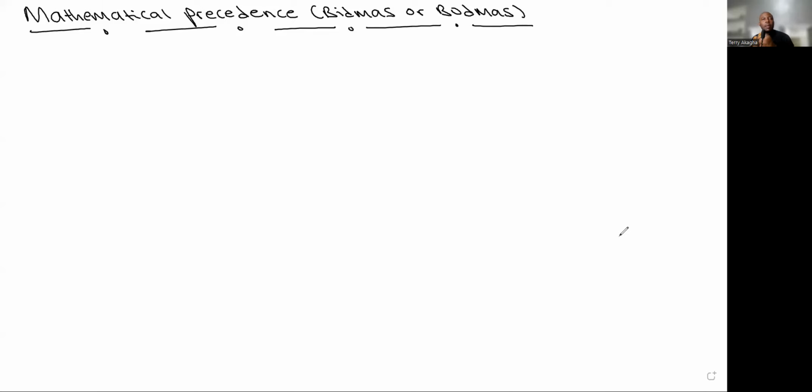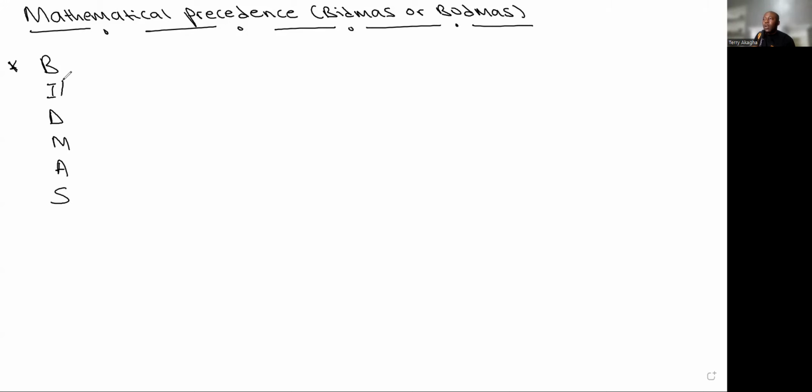So we're going to talk about mathematical precedence now. Some textbooks call it BIDMAS, some call it BODMAS, okay? So it's basically talking about the order in which we're going to use these operators in mathematics, especially the 4 basic operators. And the order that you have to use is what we call the BIDMAS or BODMAS. So you can call it BID or BIDMAS, okay?